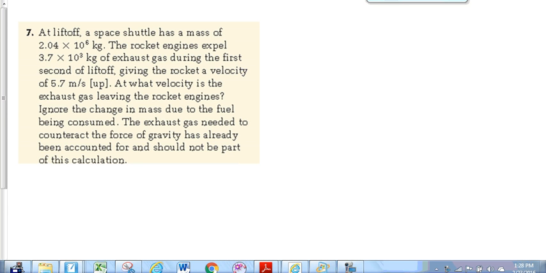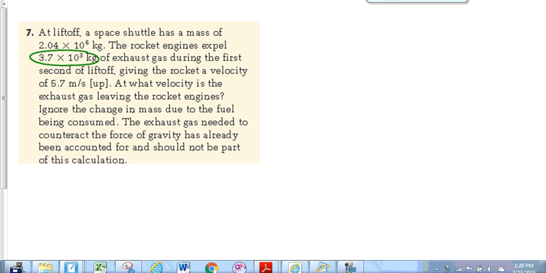But this space shuttle is using 3,700 kilograms in the first second. I don't care how cheap fuel is, this is still expensive. Okay, 3,700 kilograms in the first second. This is giving the rocket a velocity of only 5.7 meters per second upwards. What is the velocity of the exhaust gas leaving the rocket engines?